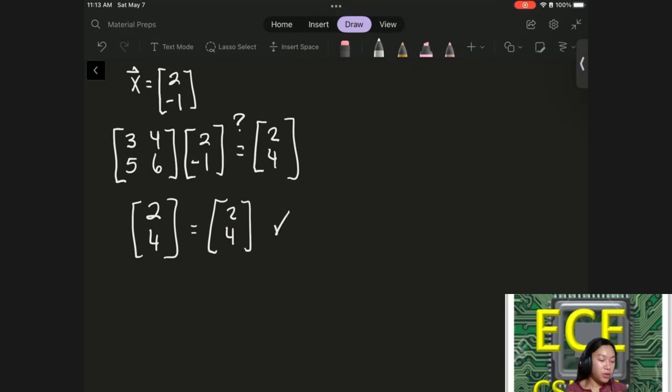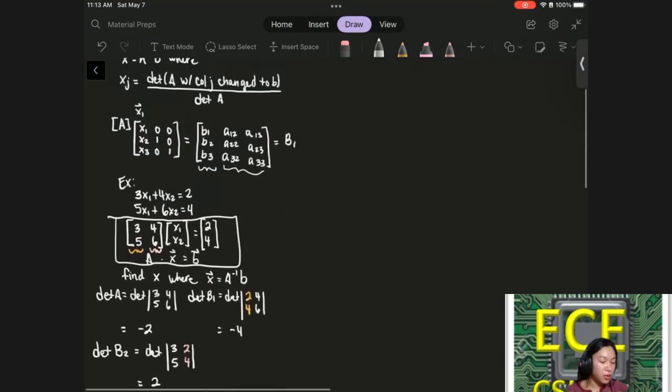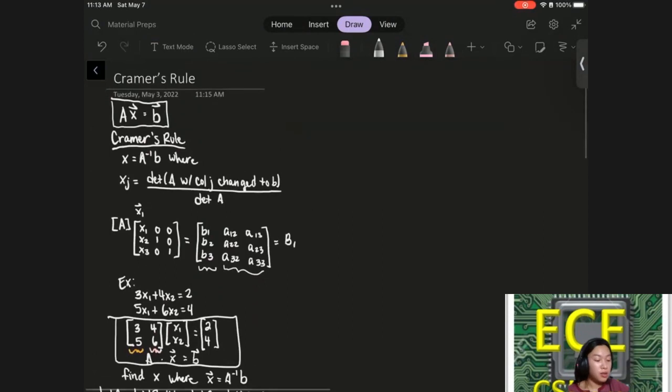So if you ever have this equation in this form and you're trying to find this vector x, you could always just implement Cramer's rule.